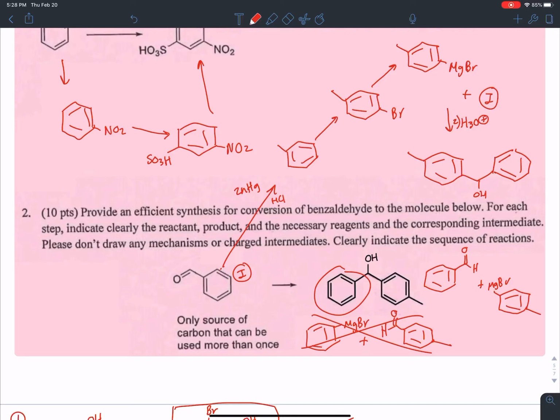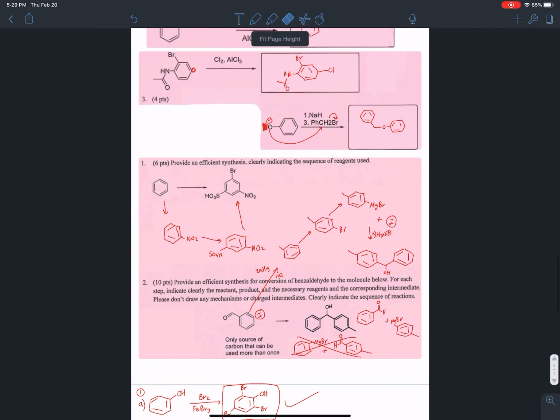So that was probably one of the hardest questions. It kind of combines our chapter 15 stuff with the benzene stuff. So if you had trouble with that one, it's okay, I suppose. But yeah, I just put it on the packet because why not?